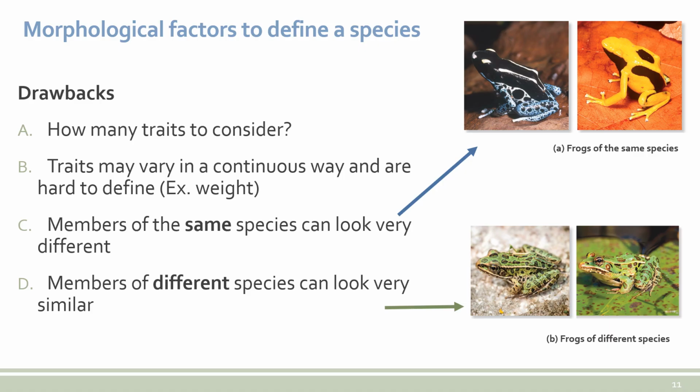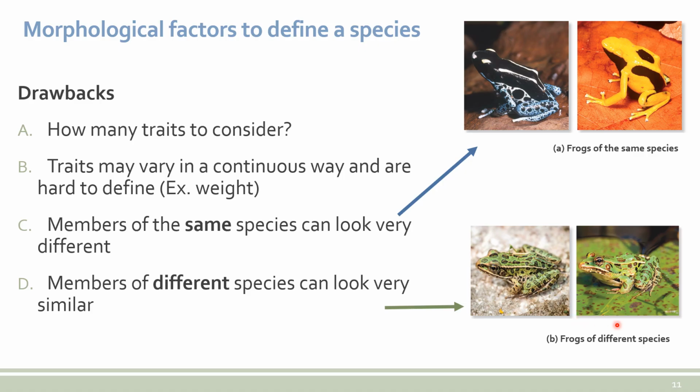The other problem is that sometimes organisms don't do what we think they should do. So for example, up at the top, these are two frogs of the same species. They look different. They have very different color patterns. So even something that we would consider the same species by other criteria, maybe biological species concept or genetic data, something like that, are the same species but look very different.